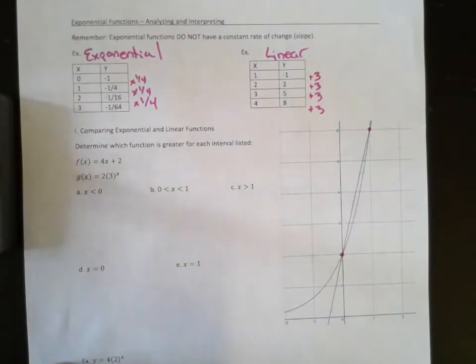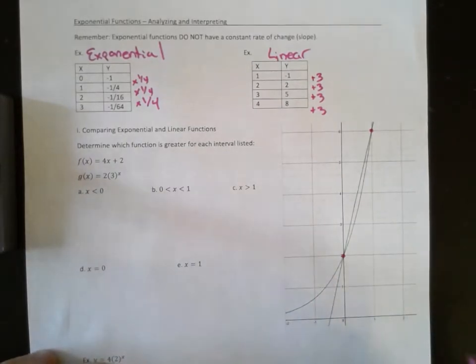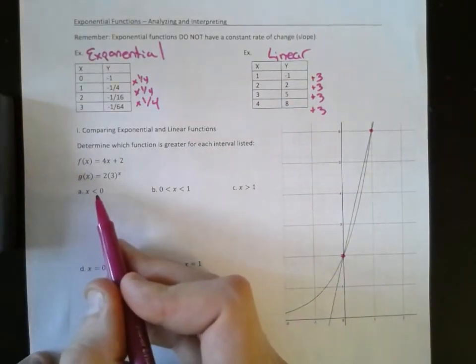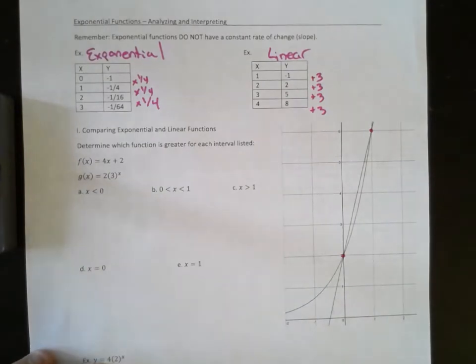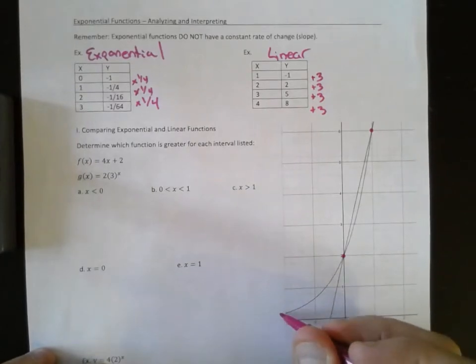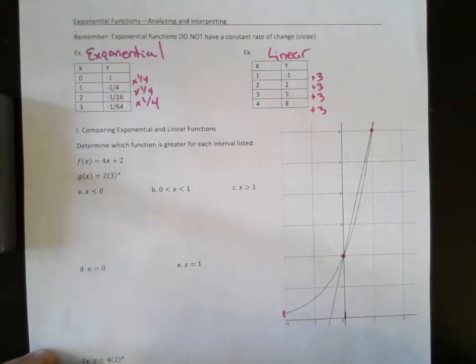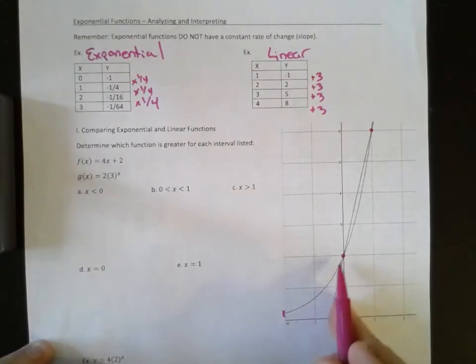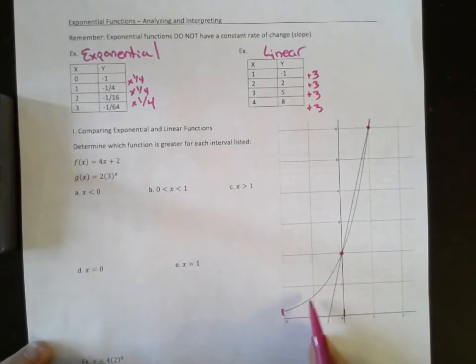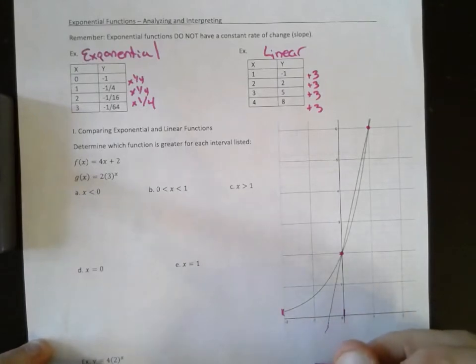But again, I want to be looking at these graphs, and I want to tell which one's larger where. So first one, when x is less than 0. So I want to know which function is larger when x is less than 0. That means I'm looking from here to here. So, given the first interval, if I'm looking at this exponential function, it is clearly larger or higher than the linear function is. When x is -1, that's roughly 2/3. And this is all the way down here, which is below 0.